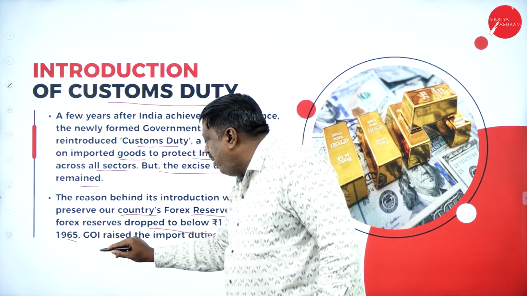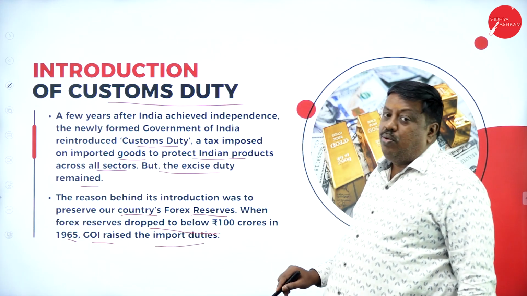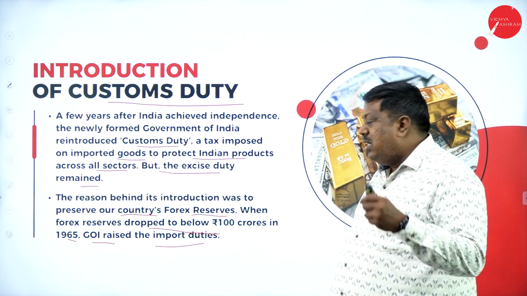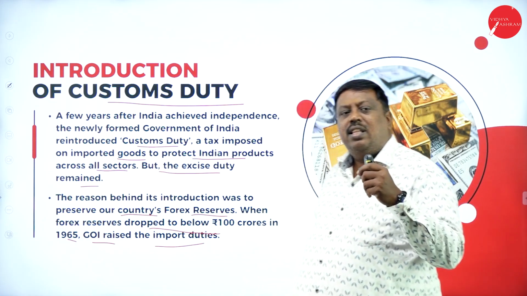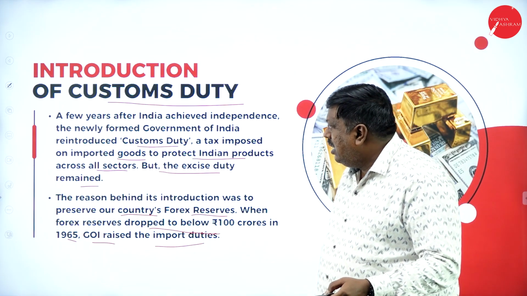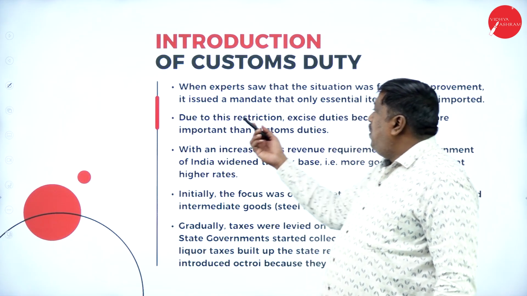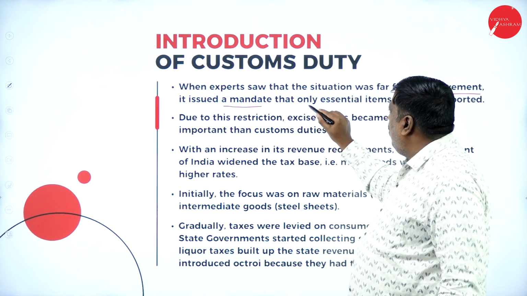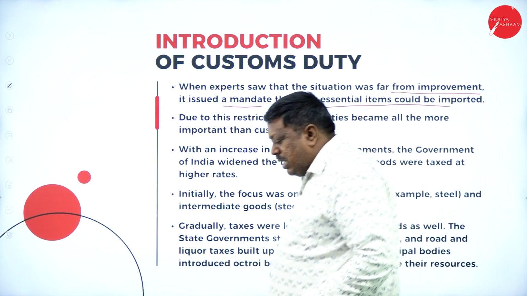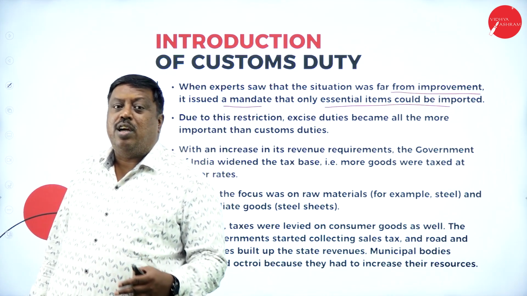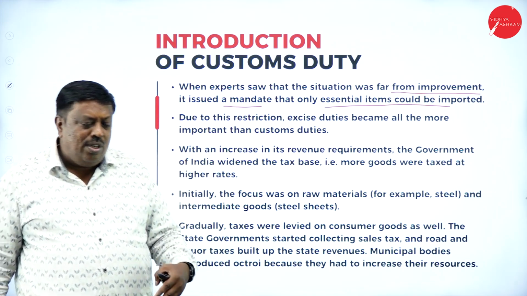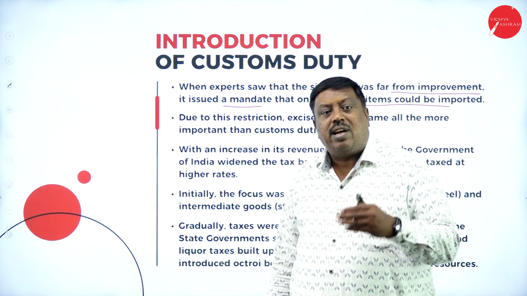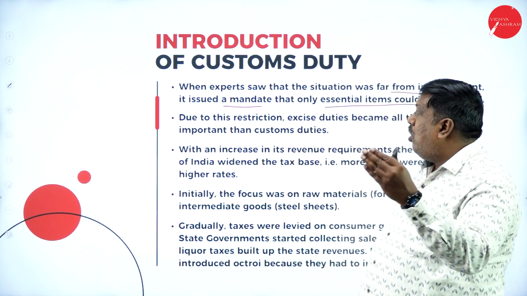In 1965, the Government of India raised the import duties. Because of certain concepts, they wanted to maintain some forex reserves. For that reason, they thought about having new types of duties, and they introduced the customs duty. When experts saw that the situation was far from improvement, they issued a mandate that only essential items could be imported. They thought that instead of importing all commodities, we can give permission to bring certain products from outside which are essential for the requirement in the present scenario.